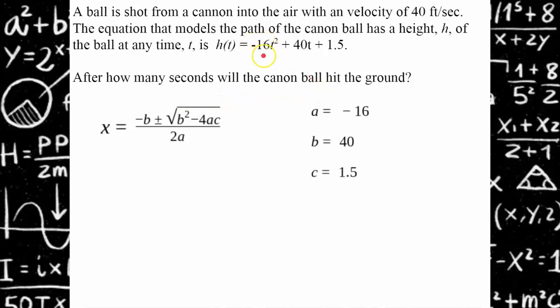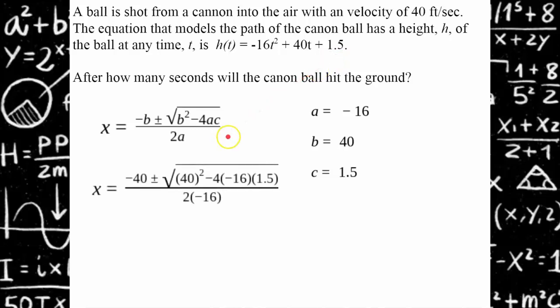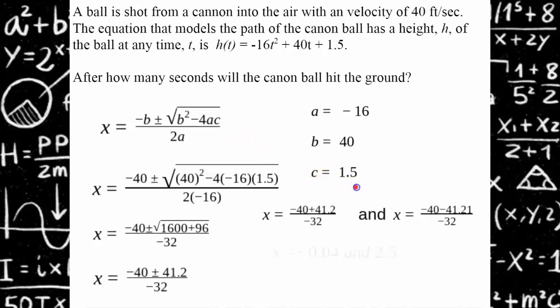The value of a is negative 16, then the value of b, and the value of c. Plug that into our quadratic formula, evaluate, and we get two roots, negative 0.04 and 2.5.